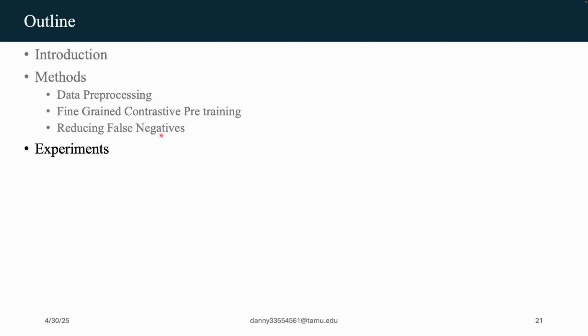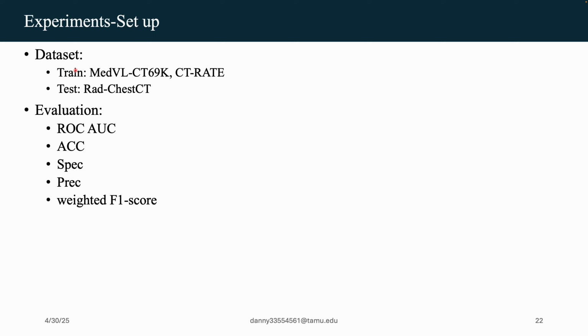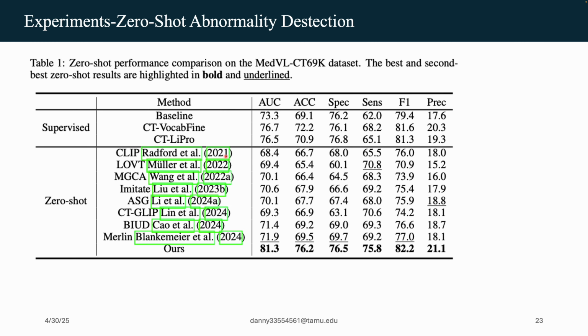Let's look at the experiment results. For the training dataset, they use their self-created dataset and also the CT-RATE dataset. And for the test, they use the Rad-ChestCT. The evaluation metrics are listed here. So the first experiment is zero-shot abnormality detection. And as you can see, their model outperforms all other models.